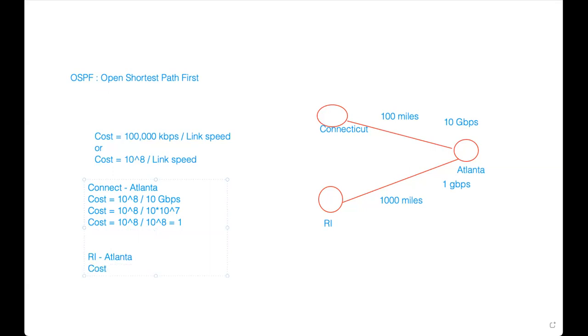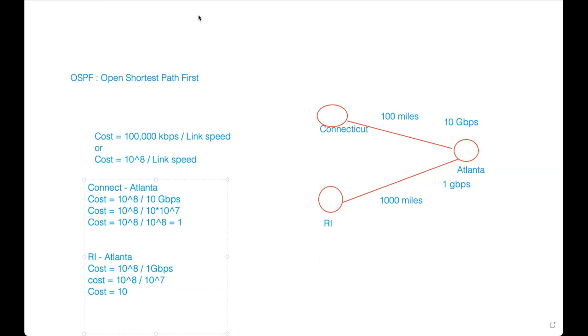Similarly, calculate the cost from Rhode Island to Atlanta. Cost equal to 10 to the power 8 divided by 1 Gbps. That will be cost equal to 10 to the power 8 divided by 10 to the power 7. Cost equal to 10.